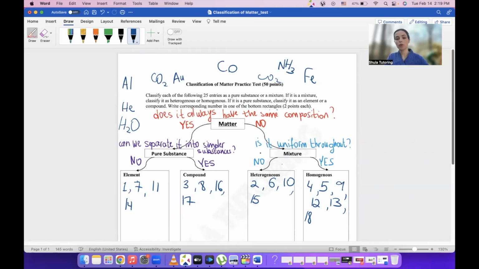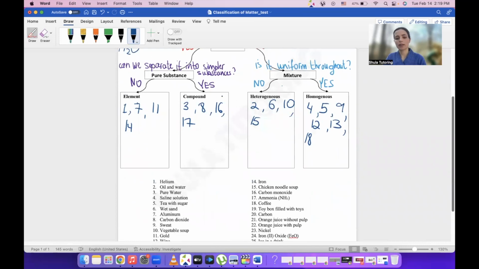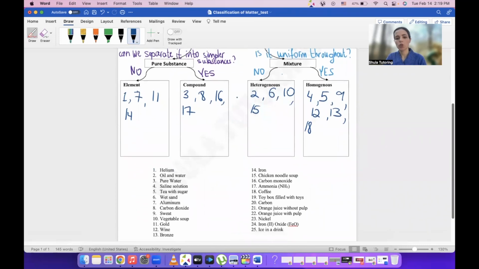No, because if you were to sample it, like you would try to grab something from that toy box, one time you grab a teddy bear, the other time you grab like Lego or something, you can see individual components. So that makes the heterogeneous mixture.